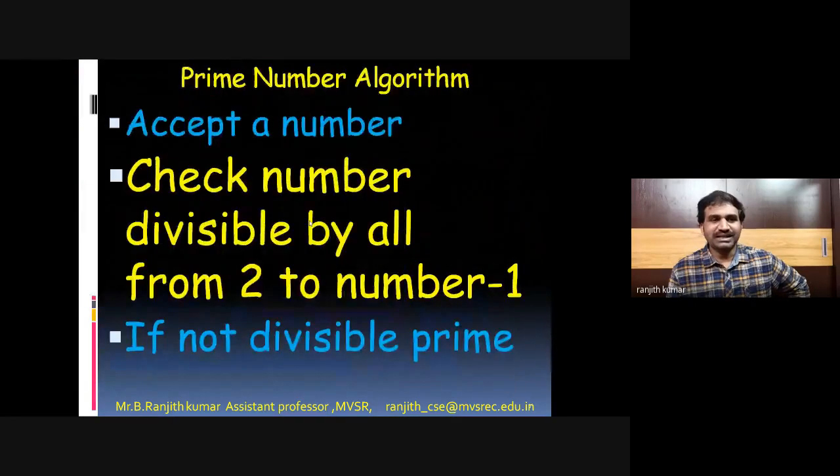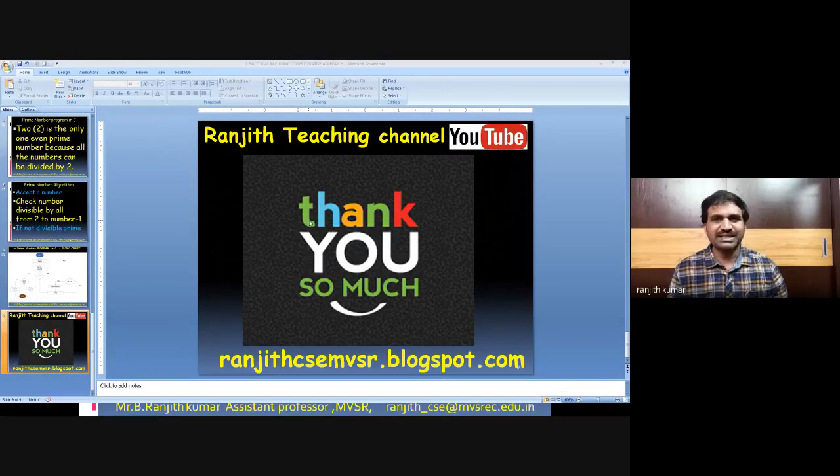Now, let us write a program. Before writing a program, let us write a brief algorithm. Normally, what steps do we follow to write a program? Generally, we accept a number, and then we check whether it is divisible by any number other than 1 and itself, because every number is divisible by 1 and itself. If it is divisible by any other number, that's what we are checking. So we are checking the factors from 2 to n minus 1.